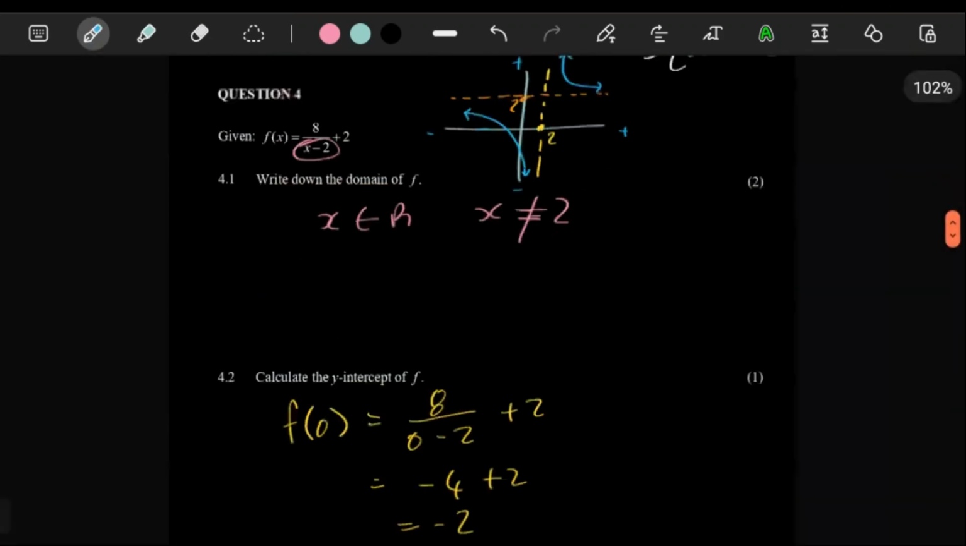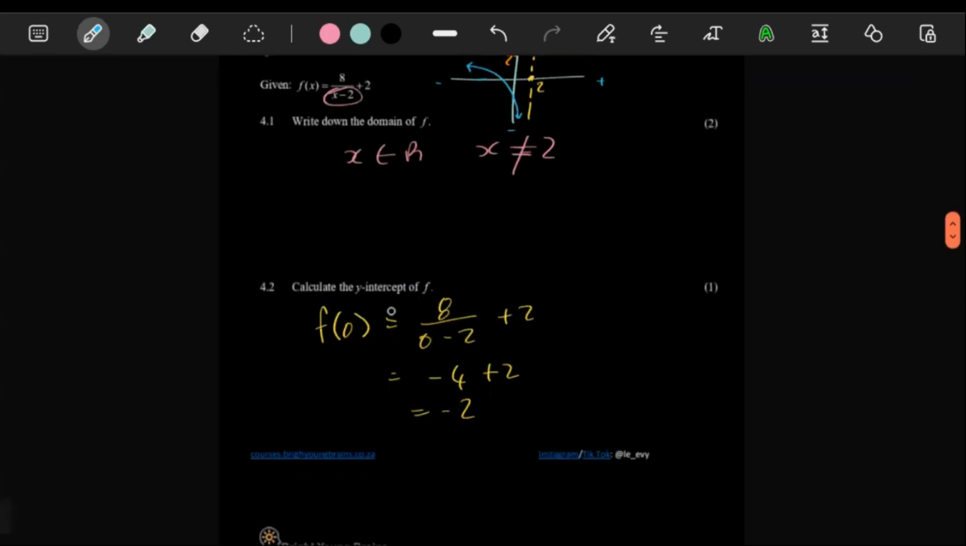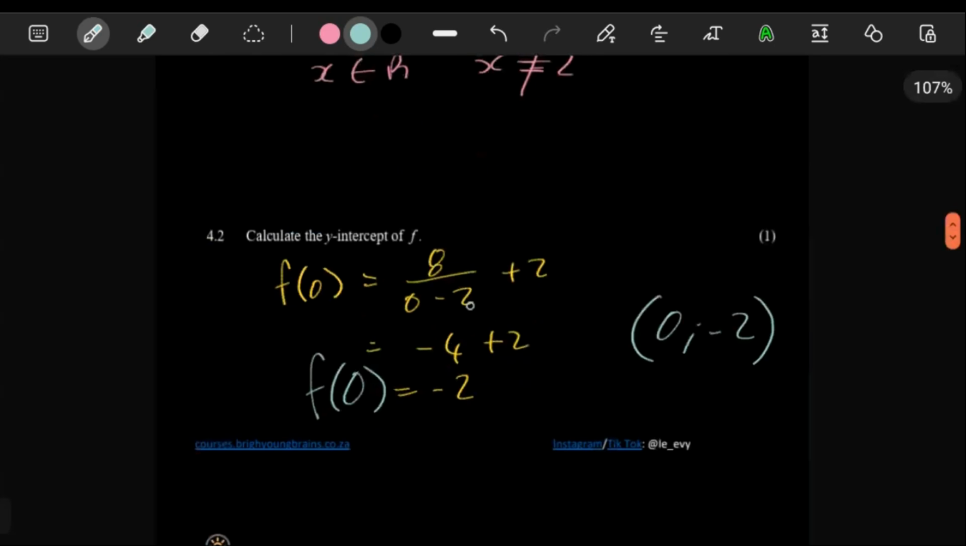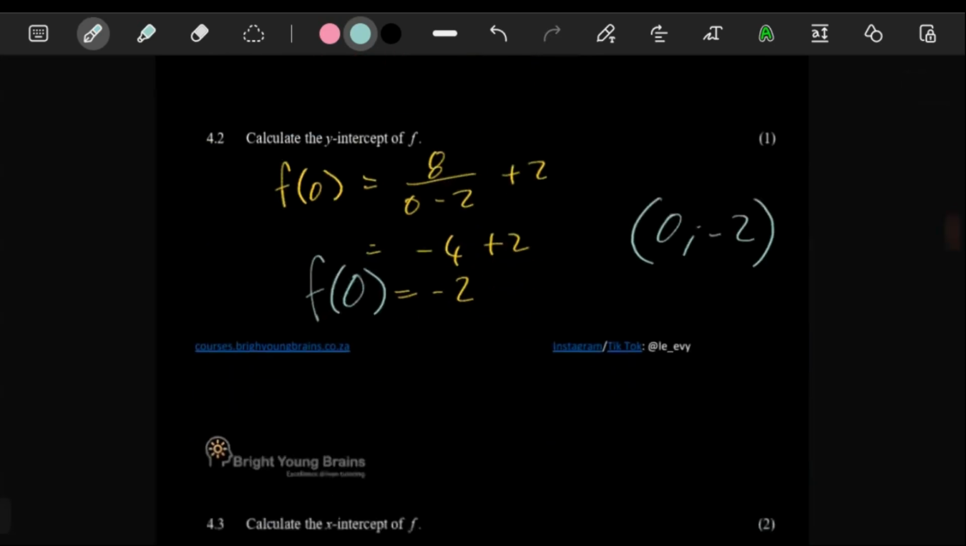So, yeah, the y-intercept is at negative 2. Let me put this here, because remember, if you leave it like this, this is a coordinate. So you can leave it like this, or you can just say here, 0 and negative 2. Let me just double check. Yeah, everything looks fine. Nothing crazy.